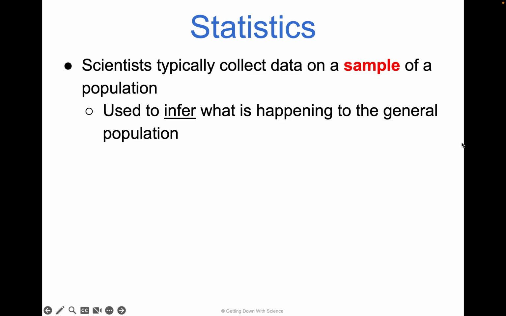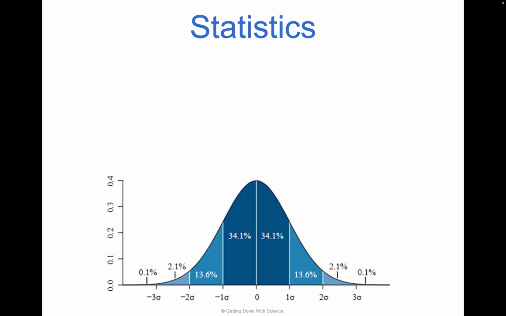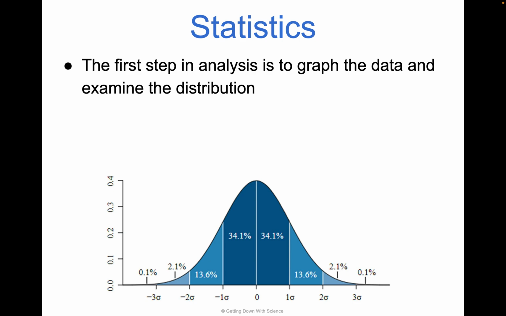Unfortunately, if we were looking to survey every human on the planet, it would be kind of insane. So we collect data in a sample, and by looking at that sample, we assume that it is representative of the whole population. The first step in analyzing that data is to graph the data and examine the distribution.